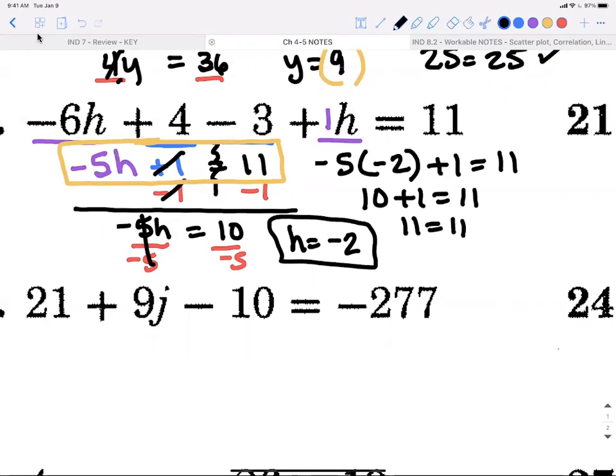These are longer. They do take a little bit more time, as you do have to combine the like terms.